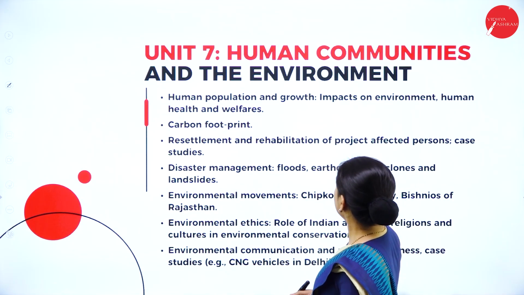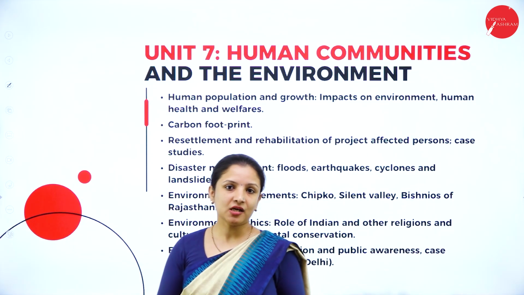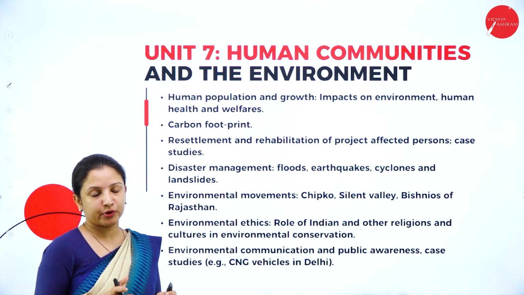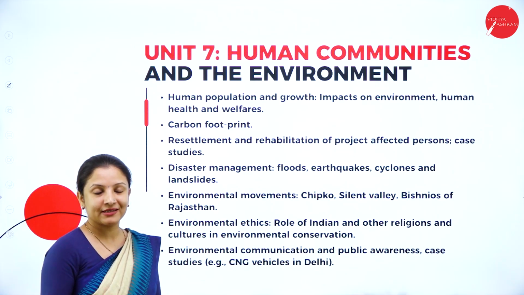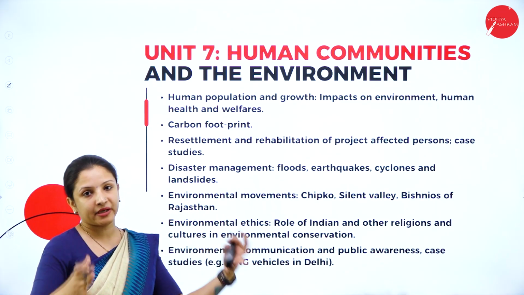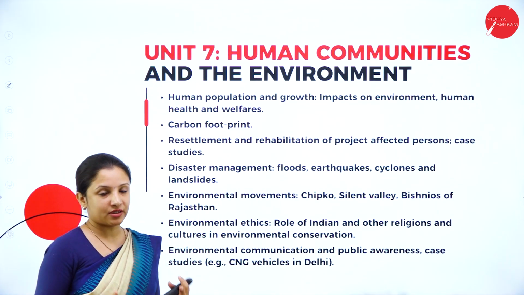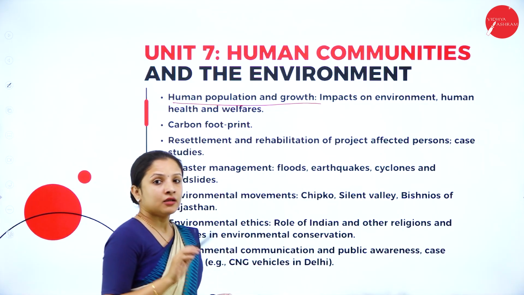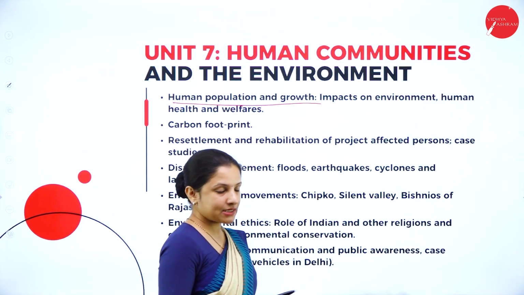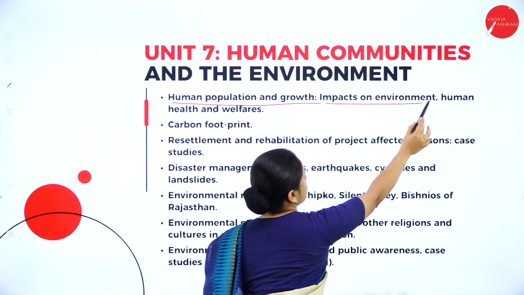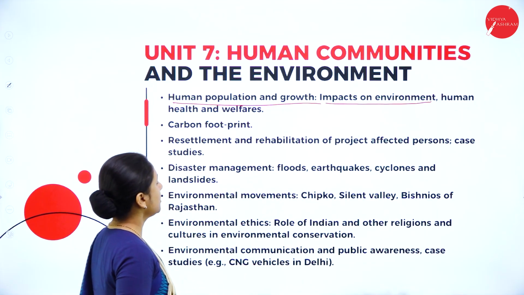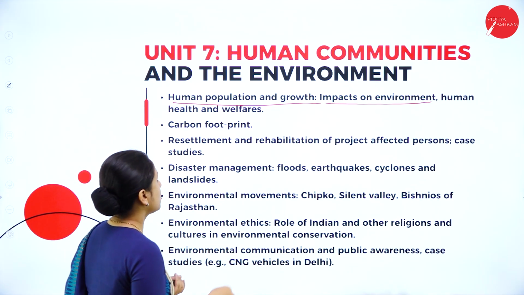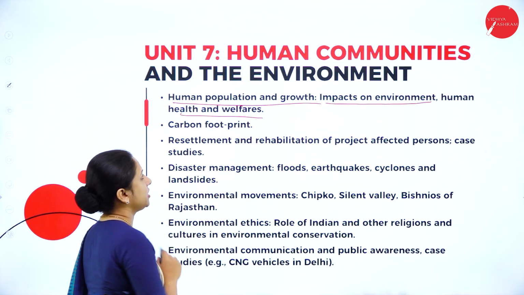Talking about Unit 7, it is about human communities and the environment. In this, human population is the biggest threat, because as and when the population increases, the demand for all the materials in the ecosystem goes up. So we need to know about the human population and growth, what happens if the human population exceeds limits, what the hazards to the environment are, and also what the impacts of the growth of human population on human health and welfare are.